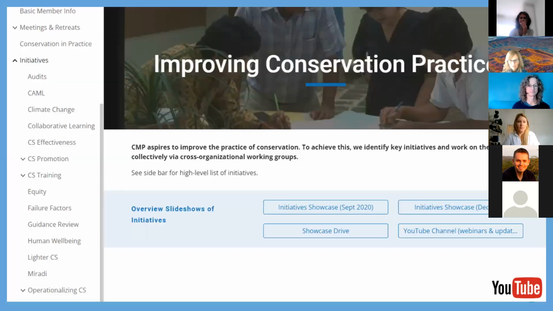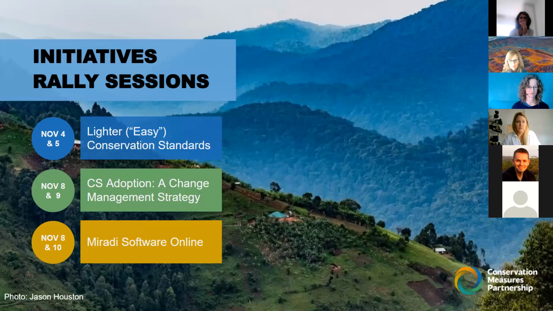So I'm going to go back to sharing my screen and just remind you, in case you weren't aware, that there are, actually, I think I got the date wrong here. This is not November 5th. I think this is November 8th, but there are rally sessions. Some of the initiatives are presenting in rally sessions. And so we would definitely encourage you to go and check those out. And I will update that date with the correct one.